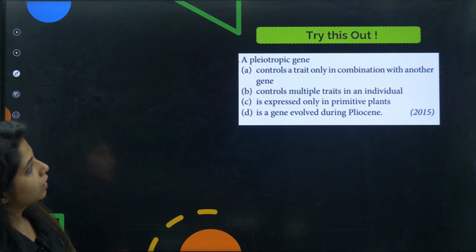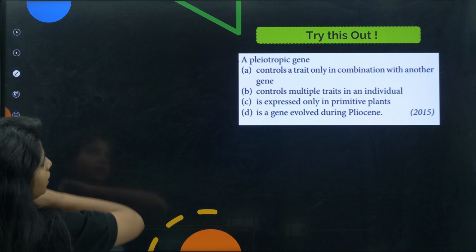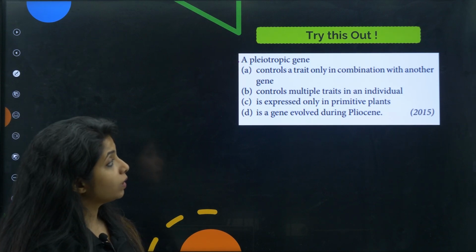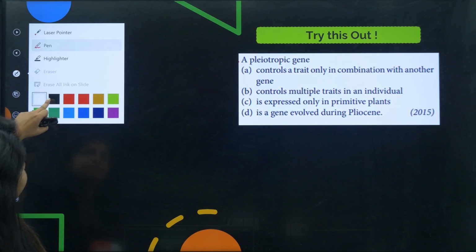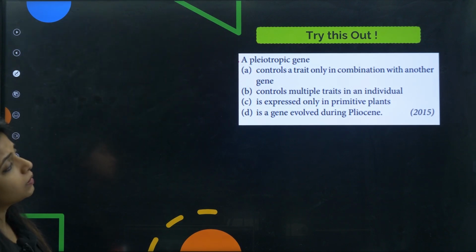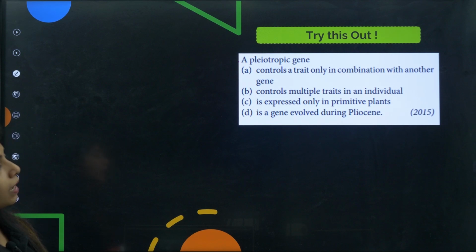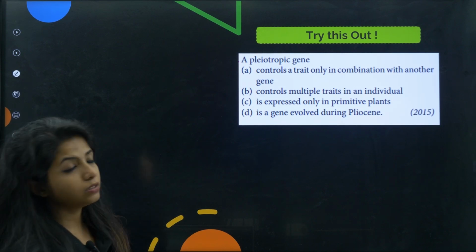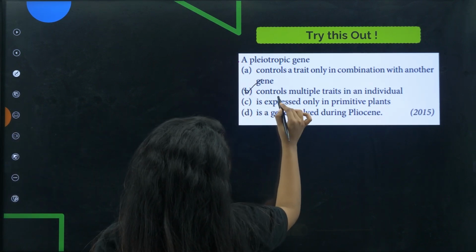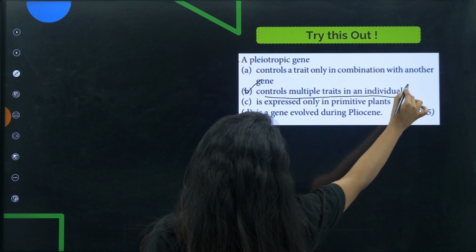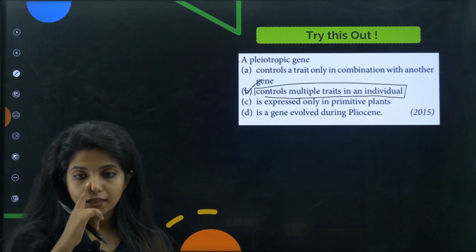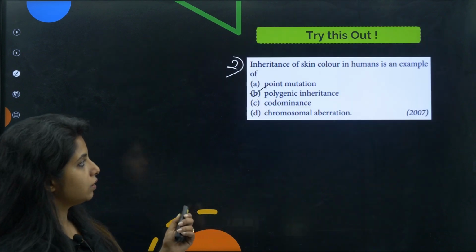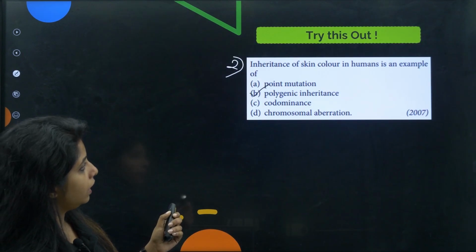Going ahead. Now, there's a question that we have over here. Let's see. A pleiotropic gene is the one that controls a trait only in combination with another gene, controls multiple traits in an individual, is expressed only in primitive plants, or is a gene evolved during Pliocene? No, children, it is just the one that controls multiple traits of an individual. This came in 2015. Okay, now you see, that's recent, not too long back, right?